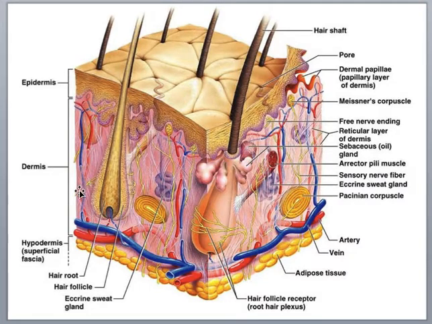This is a cartoon image of the skin, and you should be able to identify the structures and know the functions of them. I have a document posted. If your question ever is, do I need to know the function? Yes, because it's anatomy and physiology. You have to be able to identify the structure, and you have to know a function. That's the physiology part, is knowing functions.